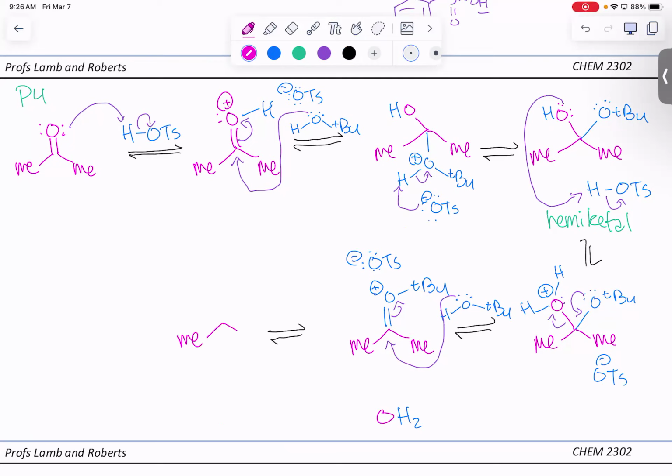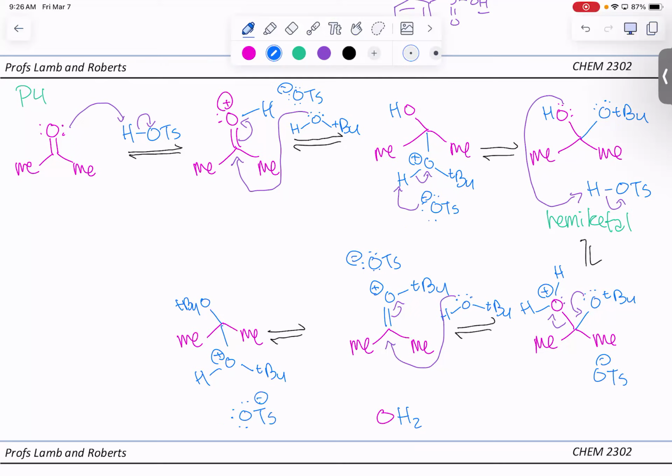We now have all the correct bonds made to our carbon, right? We have this O tert-butanol here. We still have our oxygen bound to both tert-butyl on the bottom as well as a proton, meaning that we have a hydrogen there. And then we have our tosylate counterion that we've been carrying throughout.